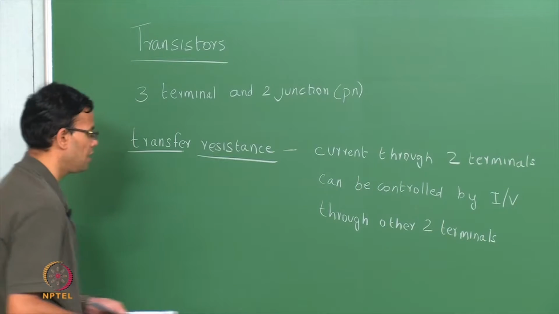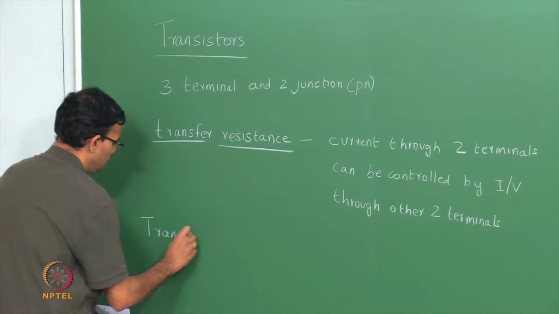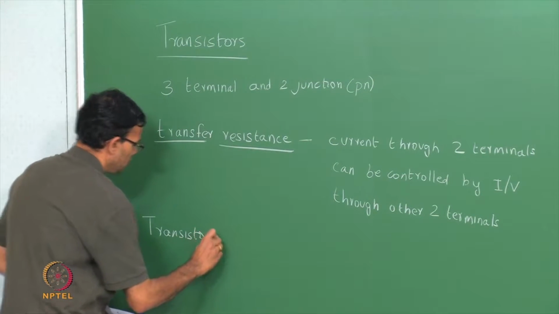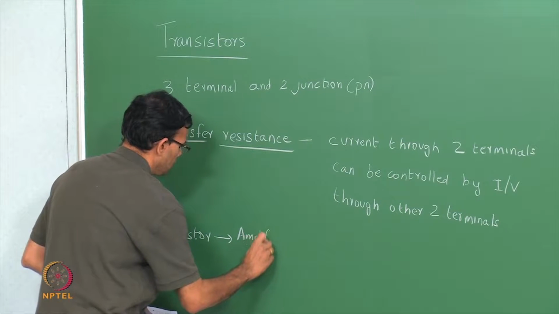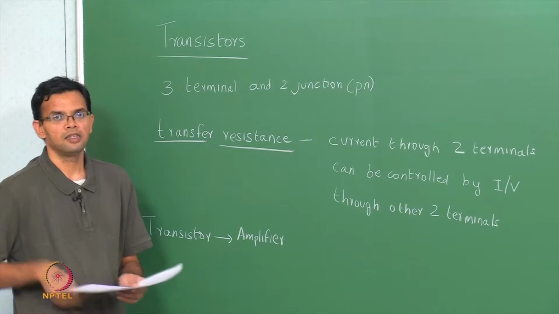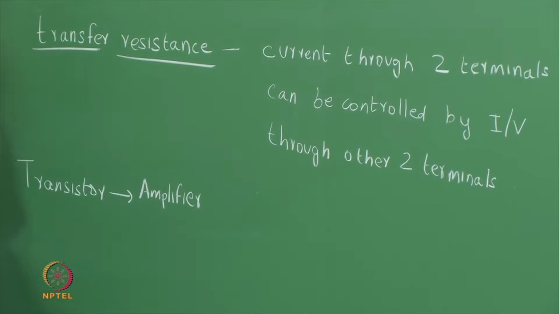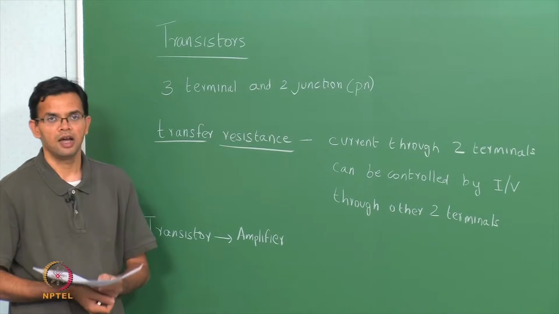A transistor can also act as an amplifier, in that you can take a small signal between a pair of terminals and then amplify it so that the output signal between another pair of terminals is higher.